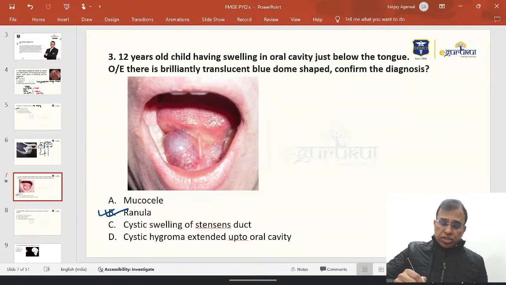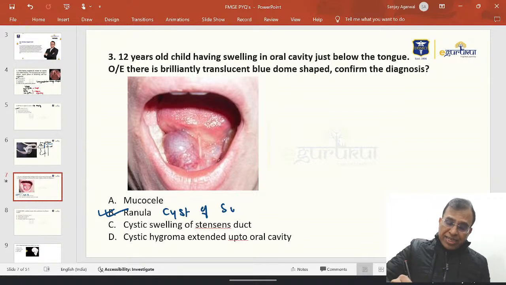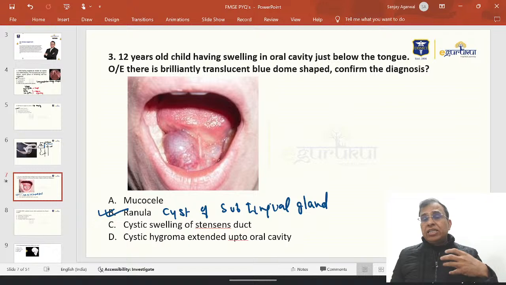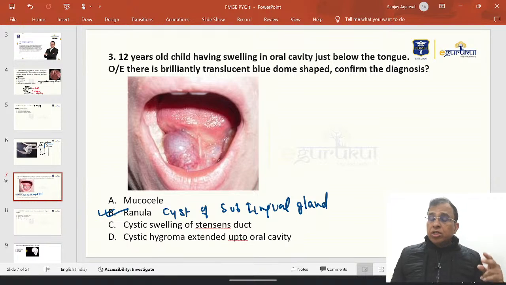Ranula is a cyst of the sublingual gland. And because the sublingual gland is present below the floor of the mouth, this area is called the floor of the mouth, because the sublingual gland is present in the floor of the mouth. So the swelling of the sublingual gland, the cyst of the sublingual gland, will also be present in the floor of the mouth. Two very important things here. A, it is always unilateral.